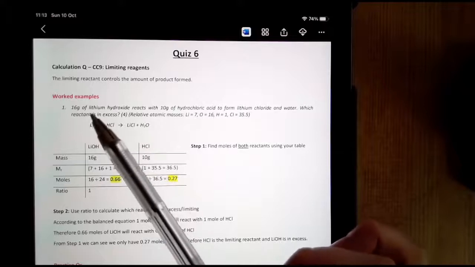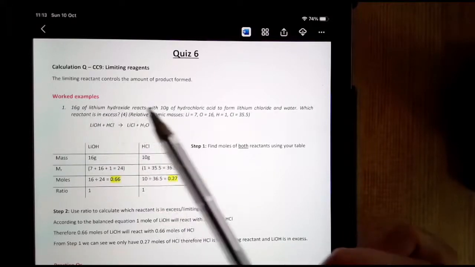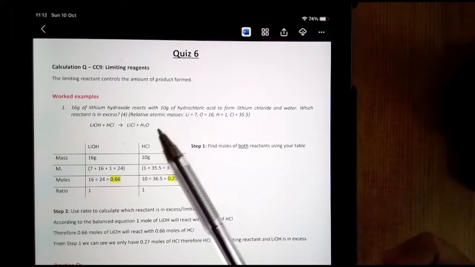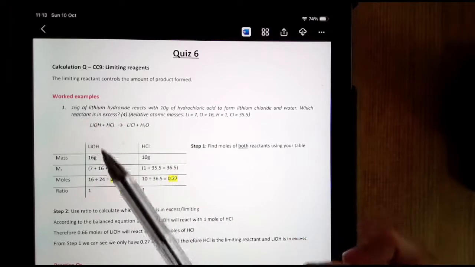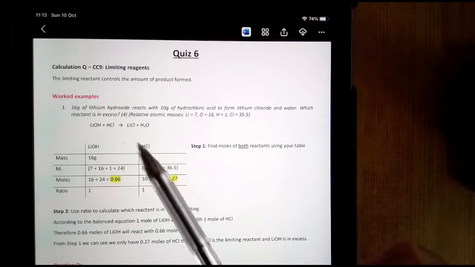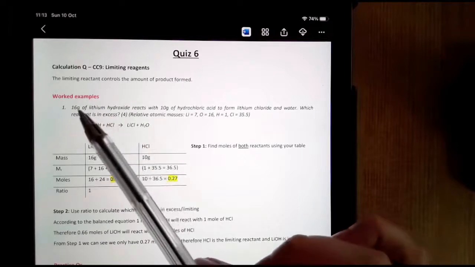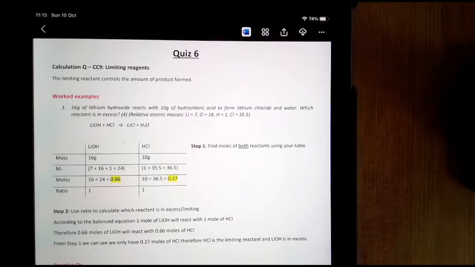If you look at the question, you are told the mass of the lithium hydroxide and you're told the mass of hydrochloric acid. Last week, the questions that we looked at, you were only told the mass of one and you needed to use the ratio to find out the mass of the other. This week, you're given the mass of two things, and that is going to affect how you do the overall calculation.